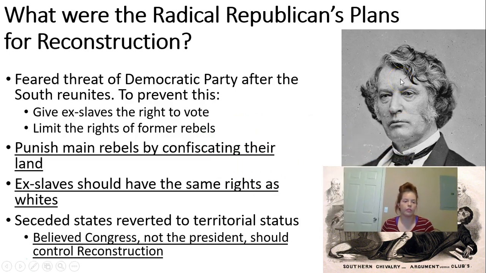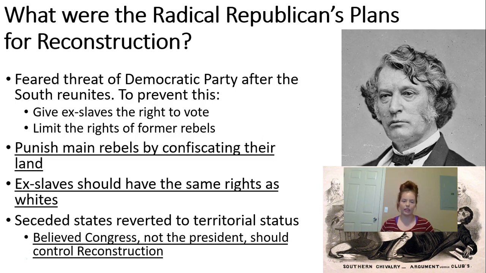And so they have a fear that the Democratic Party that was really prominent in the South would take over, because they didn't want any issues. They wanted to remain in power. They wanted to promote equality and black suffrage and get the Union back together and united. And so ways to prevent this from happening was to give ex-slaves, or freedmen, the right to vote, and also to limit the rights of former rebels.